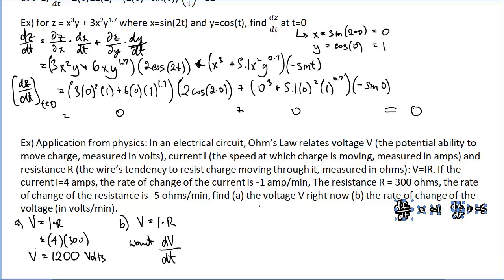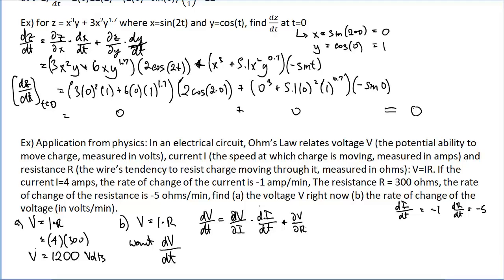Okay. So we know that we're going to need derivatives in terms of t. So we can now write out the chain rule on V equals IR. So we know that dV/dt, which is the thing that we want, has to be dV/dI times dI/dt plus dV/dR times dR/dt.